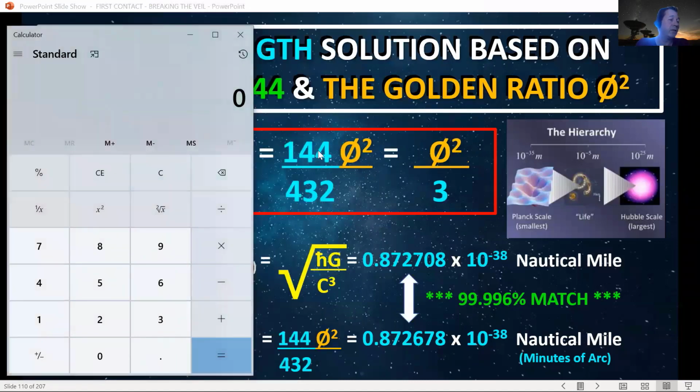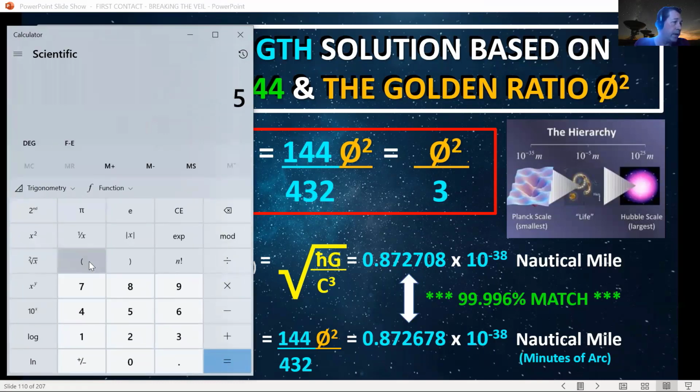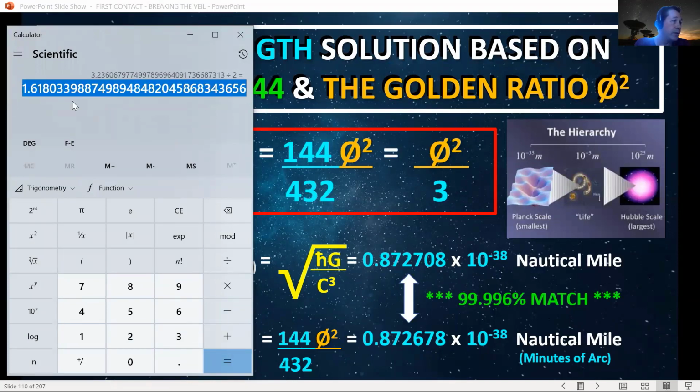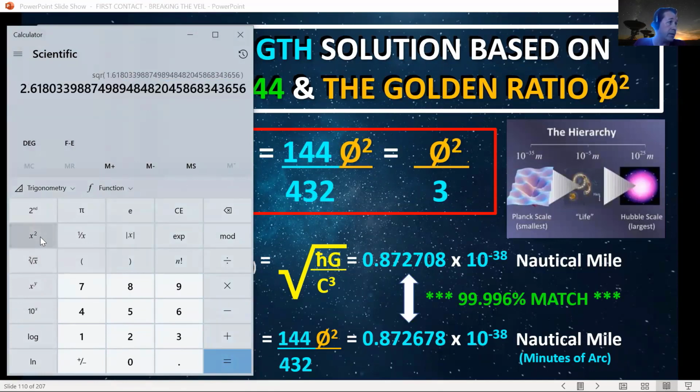Okay, so we say that the formula is 144 times the golden ratio squared divided by 432. So let's do it. The golden ratio, and I will calculate it with all the decimals, is the square root of 5 plus 1, divided by 2. Okay, this is the golden ratio with a lot of decimals here, 1.618, which we're familiar with, but there's a bunch of decimals after that. Now, if we follow the formula, we see the golden ratio here, and we square it. Now it's squared, so we get 2.618. Multiply times 144, and then we divide by 432.